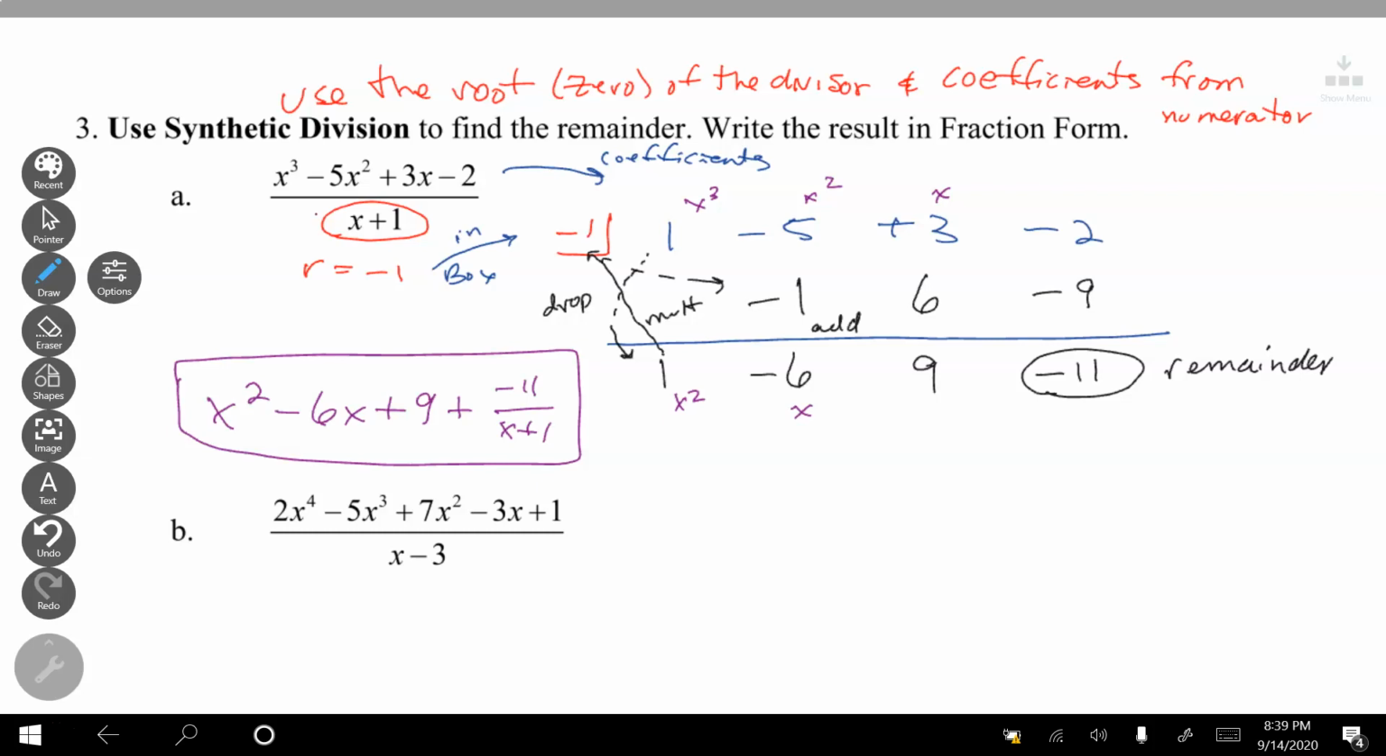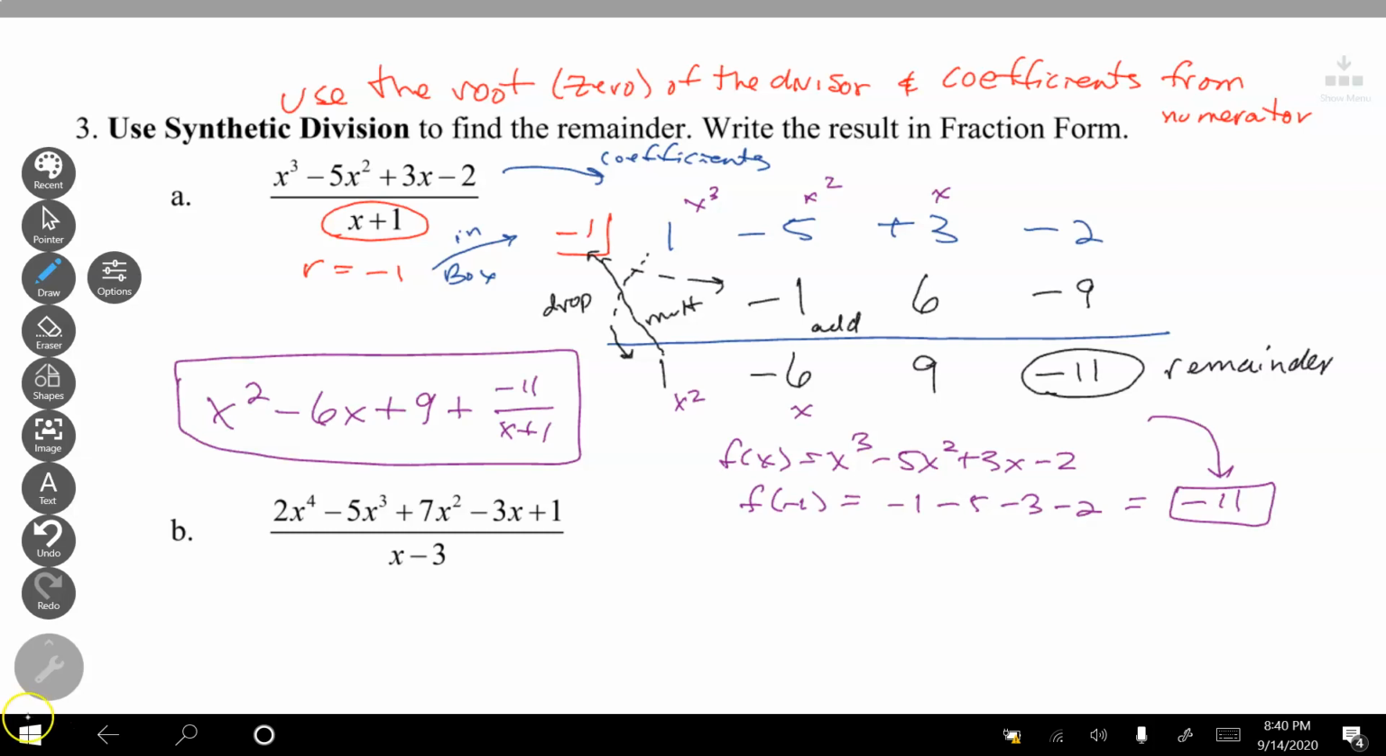Also, if you want to call the function the numerator, and if I would have plugged in my root of negative 1, f of negative 1 would have equaled negative 1 minus 5 minus 3 minus 2, and I get negative 11. Wow. Plugging in the root into the numerator gives you the remainder that you wanted. And that's the whole idea. It's a shortcut way of doing polynomials.